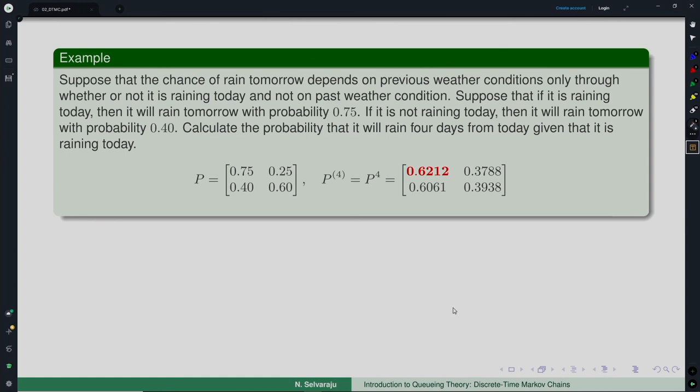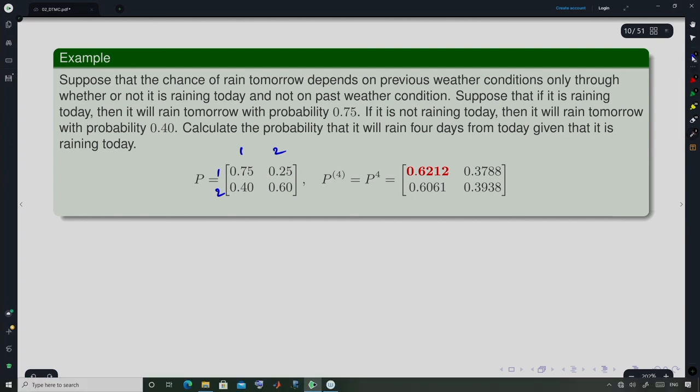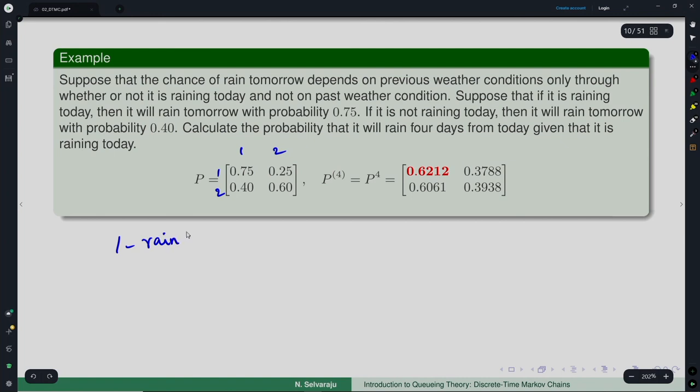Now, suppose we call raining state 1, and no rain state 2. Then if it is raining today, state 1, it will rain tomorrow again, state 1, with probability 0.75. And if it is not raining today, so the state is 2, then tomorrow it will rain with probability 0.4. So, this is the transition probability matrix. Once you know these two quantities, the rest are automatically determined.